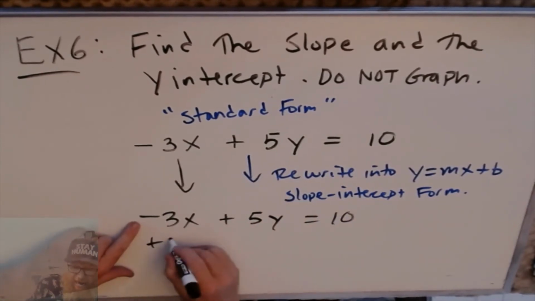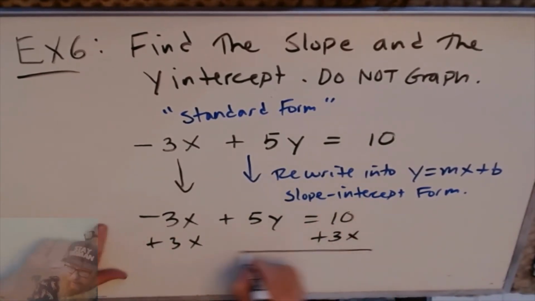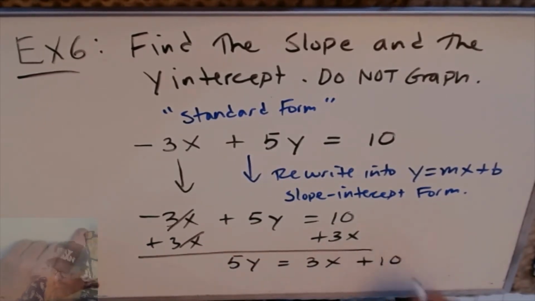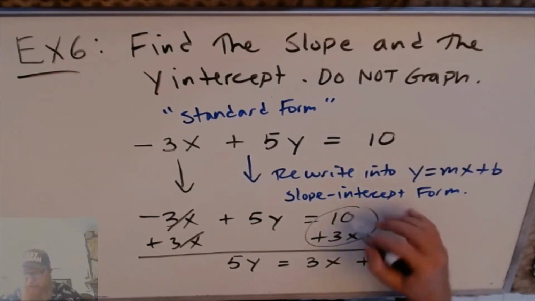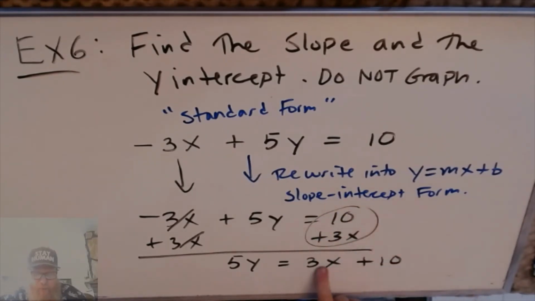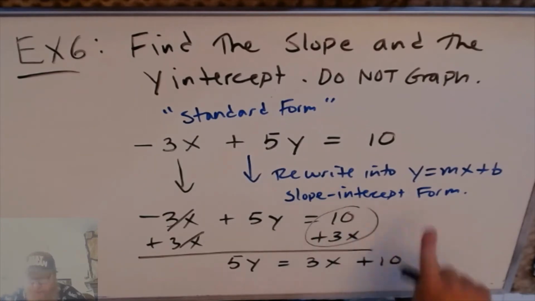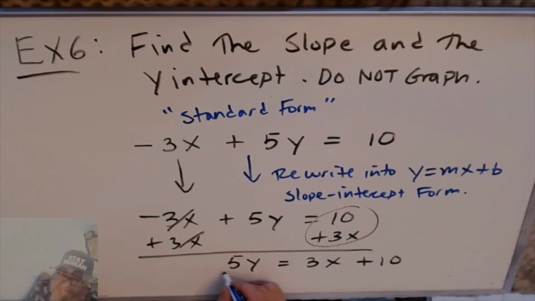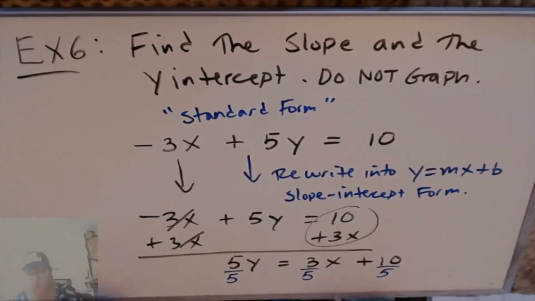We're going to add 3x to both sides. Make sure you don't accidentally write 10 + 3x. You want to write it in the slope-intercept form. So notice the x comes first, and then the 10 goes last. And now here's the tricky part. You have to divide everybody individually by 5, or whatever number happens to be in front of the y. That's the coefficient, we call it.